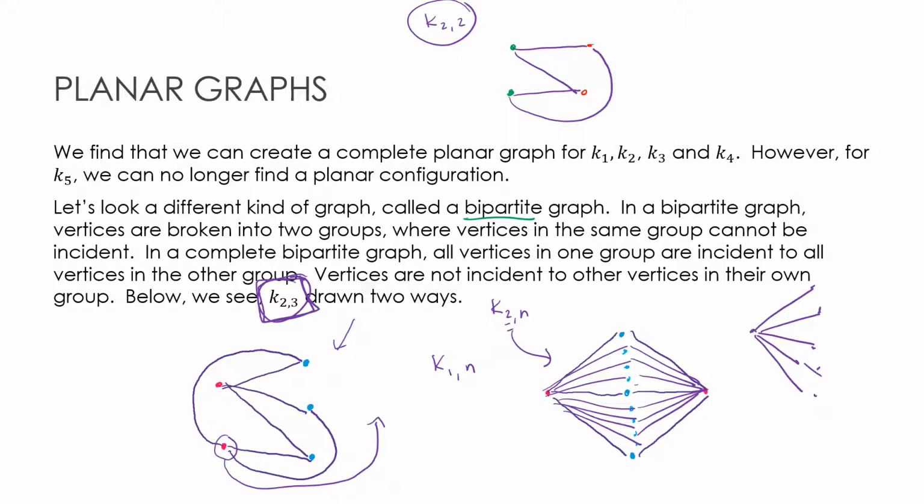Obviously K1 anything works because it would just be a graph that looked like this with however many vertices over here. So then the question is, what about K3,1? Well, K3,1 is like K1,3, and we know that's possible. What about K3,2? Well, K3,2 could look exactly like K2,3, and we've already shown that K2 anything is possible. So what about K3,3?